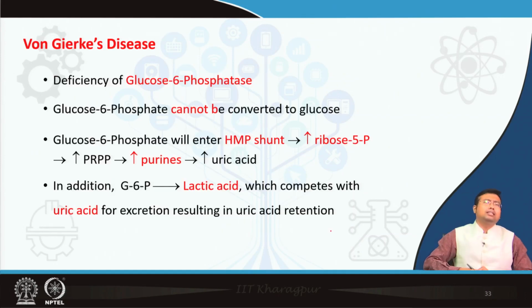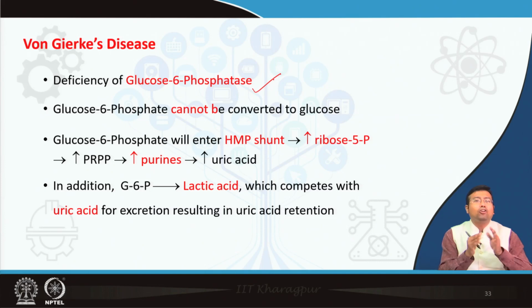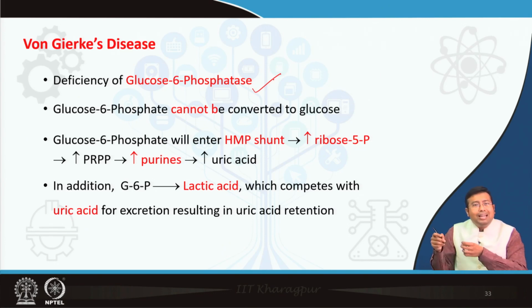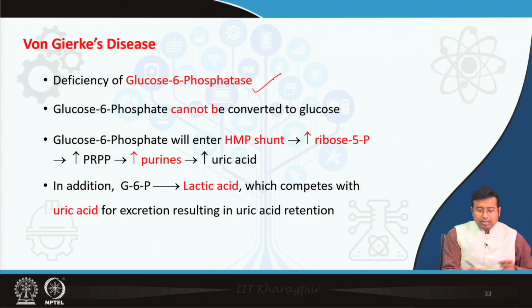Now, one very important thing that was left out is von Gierke's disease. Why does von Gierke's disease lead to hyperuricemia? We already know von Gierke's disease is characterized by glucose 6 phosphatase deficiency. Therefore, glucose 6 phosphate cannot be converted to glucose. So, since glucose 6 phosphate cannot be converted to glucose, it will be diverted towards the HMP shunt.